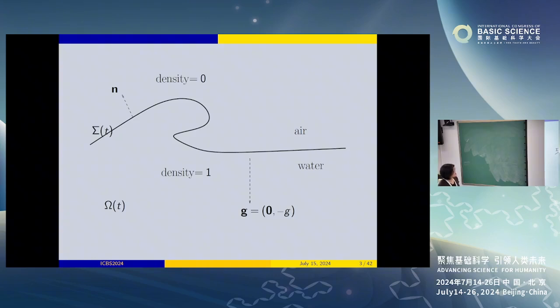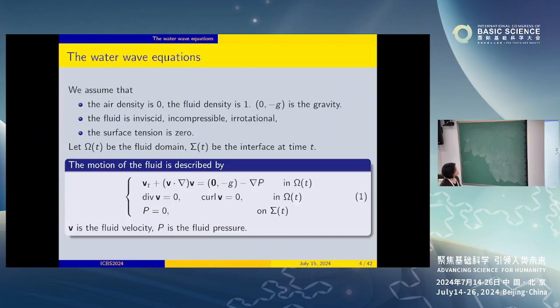So anyway, as a mathematician, we simplify the matter. We assume the density of the air is 0. That means we will neglect the wind, okay? And the gravity is 0 minus g, and the density of the fluid is 1. We will also assume that it's incompressible and irrotational, okay? So the equation is the following. The air density is 0, and the fluid is incompressible, irrotational, but it's also inviscid.